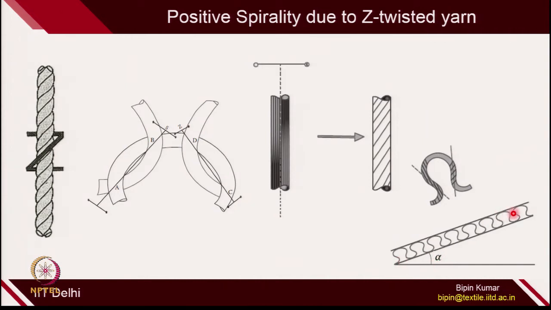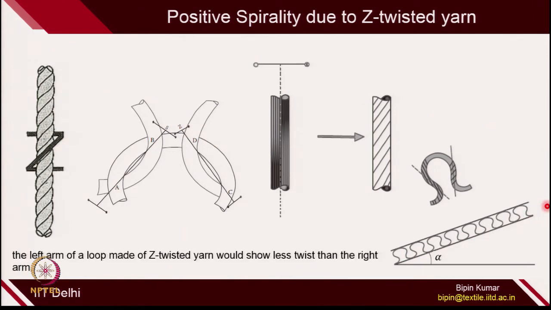photos also. So, this course was supposed to remain in a horizontal line, but it forms a spiral, because on the left portion of the loop it is less twisted and the right portion is highly twisted. The less twisted part actually bends very easily, and because of that the whole course follows a different path. This is happening because the left arm of the loop made from S twisted yarn shows less twist than the right arm.